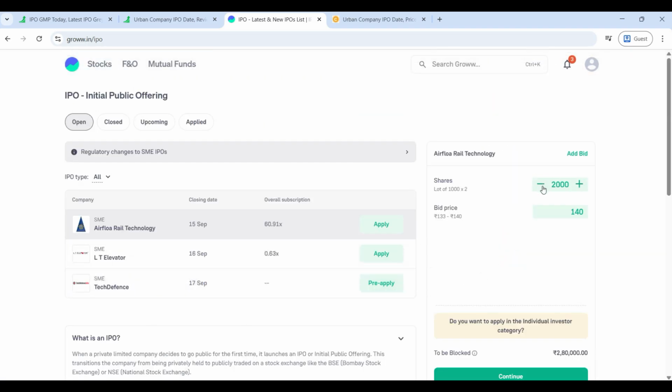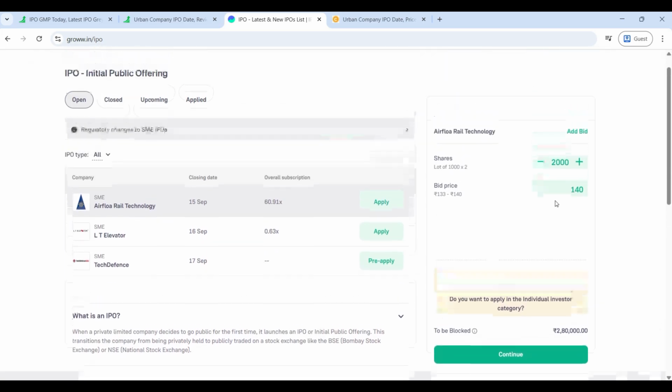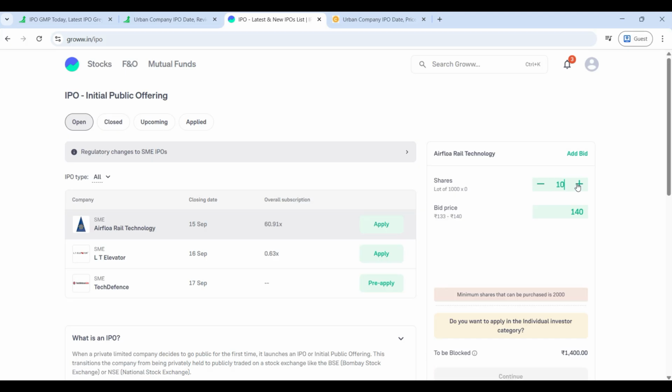So the lot size you can mention here. The minimum lot is one, so 1,140. Here itself, it is saying the minimum shares that can be purchased is 2,000. So for this company, 2,80,000 is needed as the minimum investment. Then only you can apply for this IPO. But in the case of Urban Company and all, with the 15,000 minimum investment, you will be able to apply.